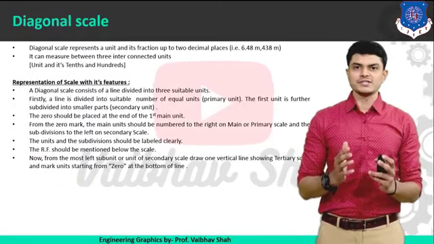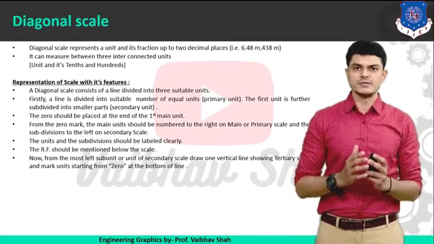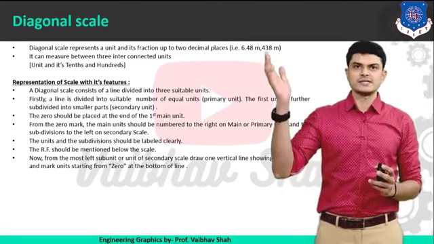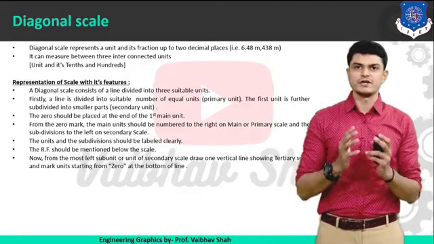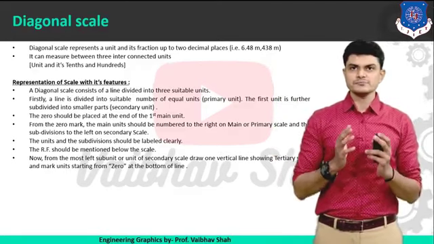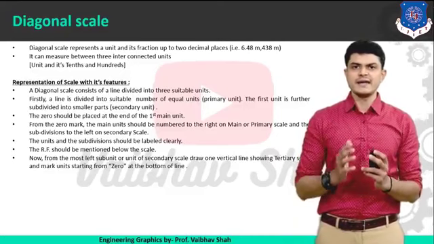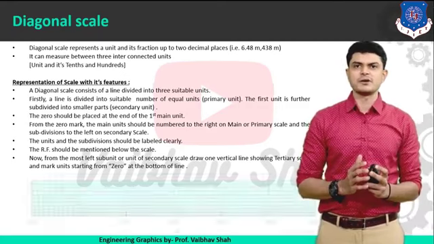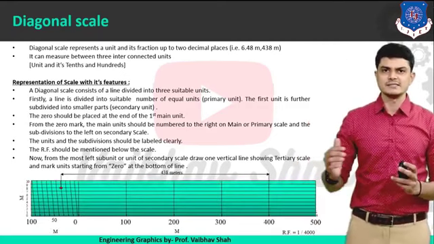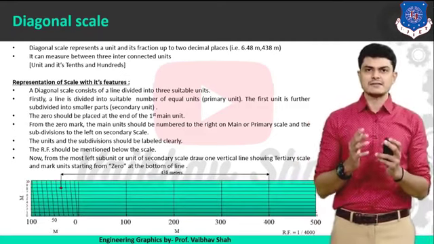Also, we can measure up to 3 interconnected units. As you can see, here I have stated a figure, 438, in which you can deal with 3 different units. So now, you can measure units and its tens and even hundreds. So let us see one example of a diagonal scale like this. So how to represent this diagonal scale?